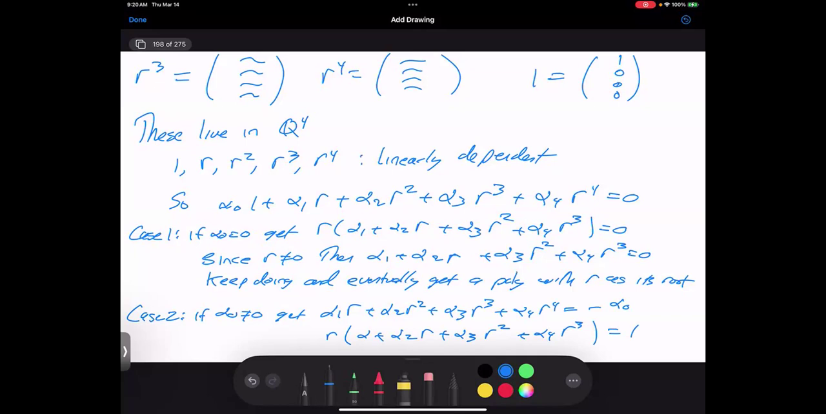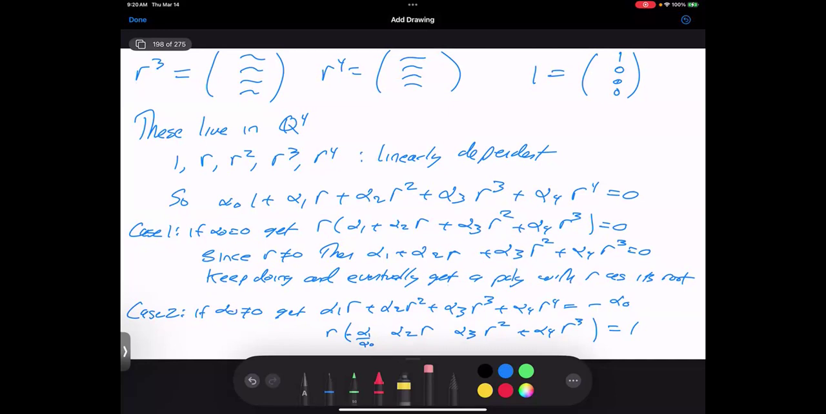So let's divide by minus alpha naught. So we get minus alpha 1 over alpha naught, and then minus alpha 2 over alpha naught, minus alpha 3 over alpha naught, minus alpha 4 over alpha naught. And we've now found the inverse for r. So what I hope you can begin to see from this is that we now have a procedure to actually find the inverse. We just have to find a polynomial that sets it equal to 0.